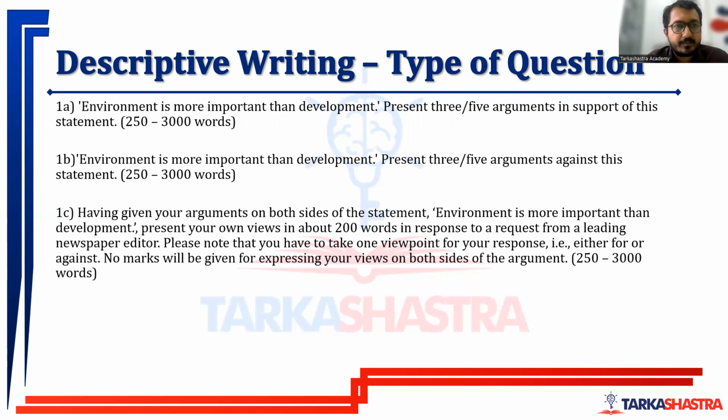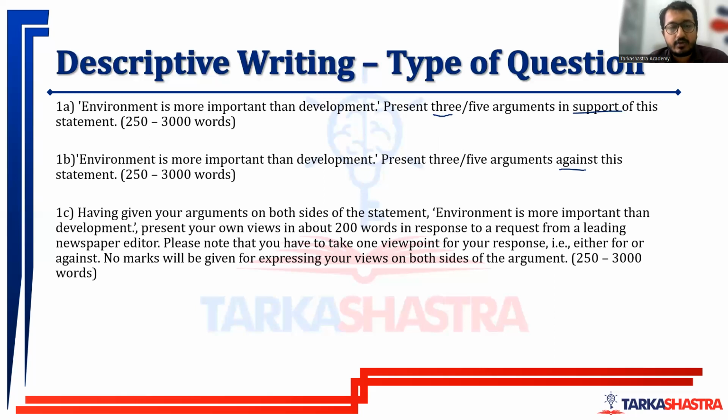So first example is: environment is more important than development. So present 3 or 5 arguments. Generally 5 arguments are asked, but previous year there were only 3 arguments that were asked in support and also against the topic. So, environment is more important than development. Present 3 or 5 arguments in support of this statement. Environment is more important than development. Present 3 or 5 arguments against this statement.